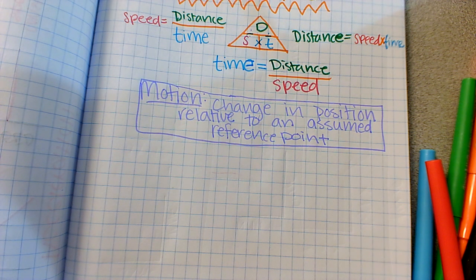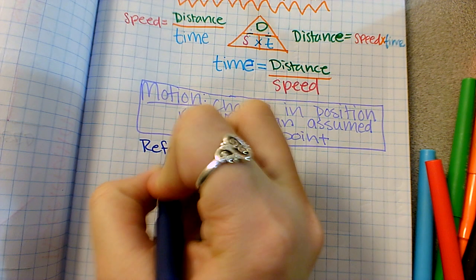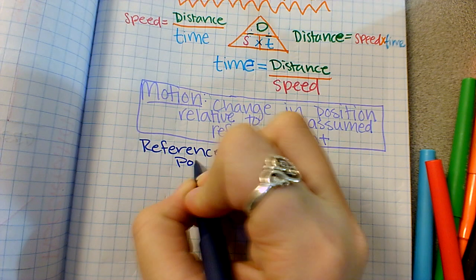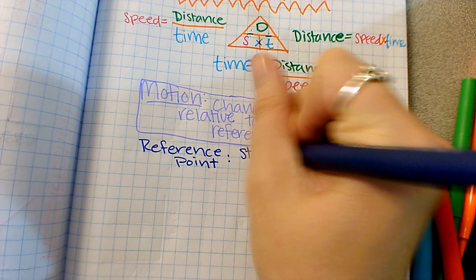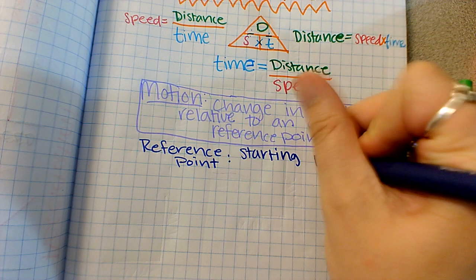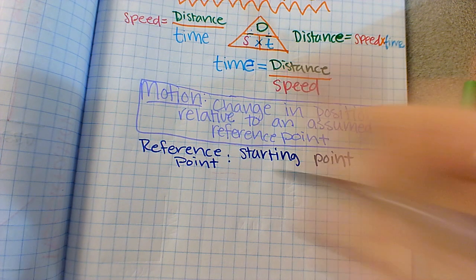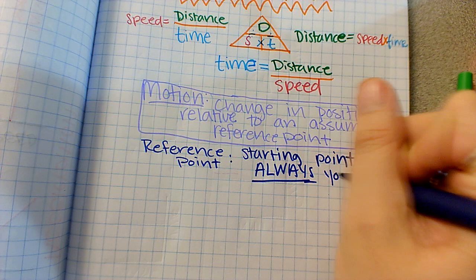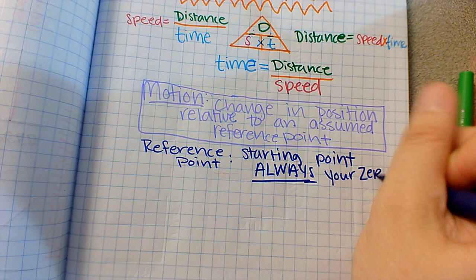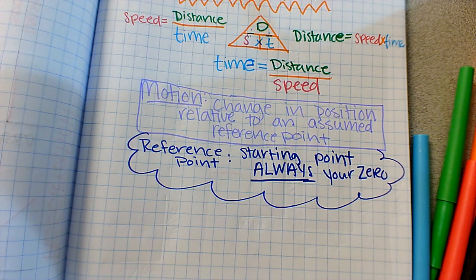Now, there's a word in here that we need to talk about. Okay? A reference point. Okay? It's a starting point. Okay? This is always your 0. So it may not be 0, but if it says your reference point, that's where you're going to start from, right?